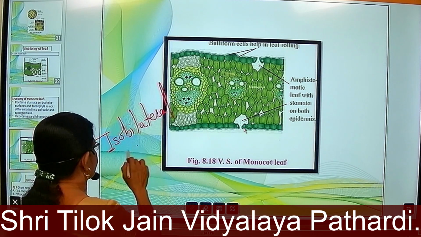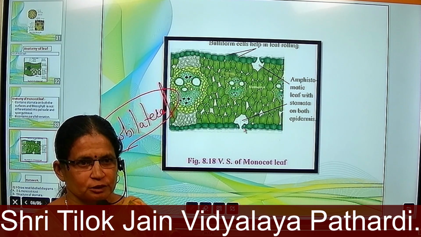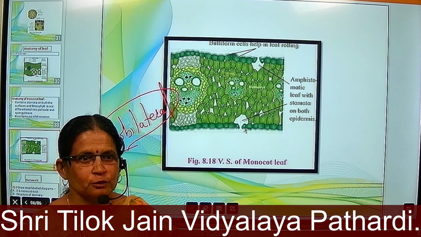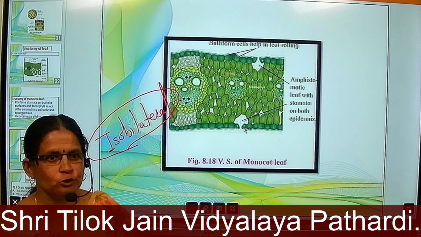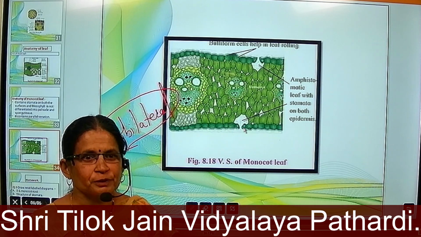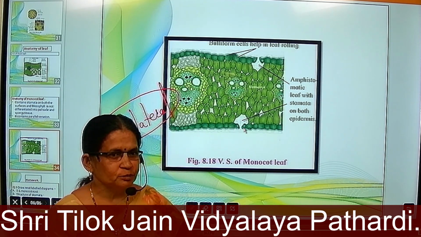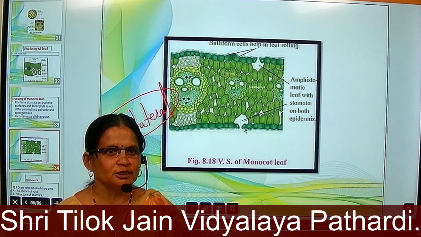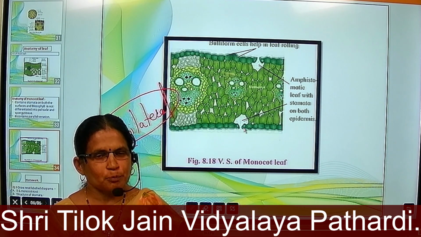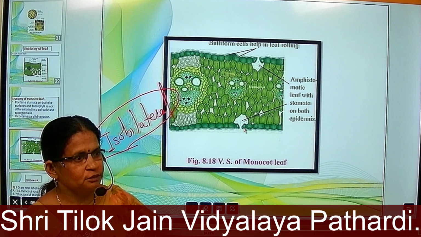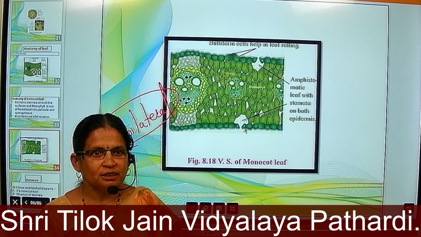Isobilateral means both surfaces are illuminated and can face the sun. Both surfaces face towards the sun and show a similar structure. The two surfaces are equally green. In the dicot leaf, we have seen that the upper side is darker and the lower side is less dark than the upper one, with the upper side facing the sun. The isobilateral leaf is present in the monocotyledonous plant. That is the main difference.